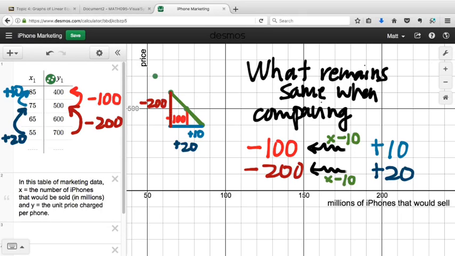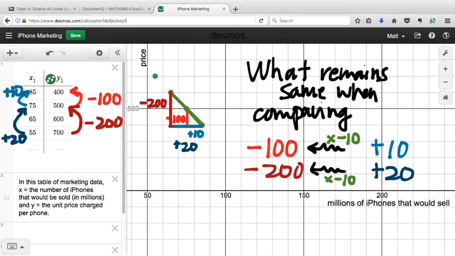And I agree with that, right? That seems to be the nature of the consistent relationship between these two changes. Whatever the difference is in my x values, if I multiply that difference by negative 10, I get the corresponding difference in the y values. And a mathematician would say that's the constant of proportionality that relates the sides of these similar triangles.